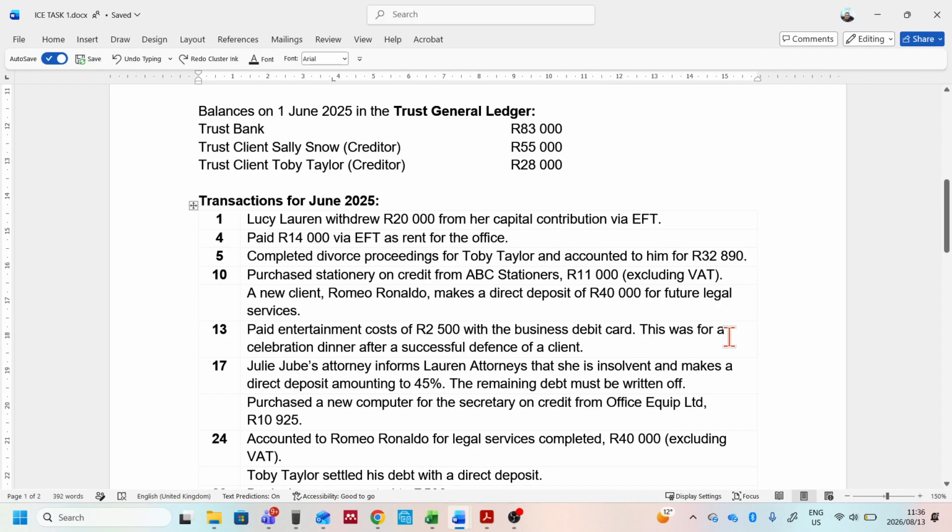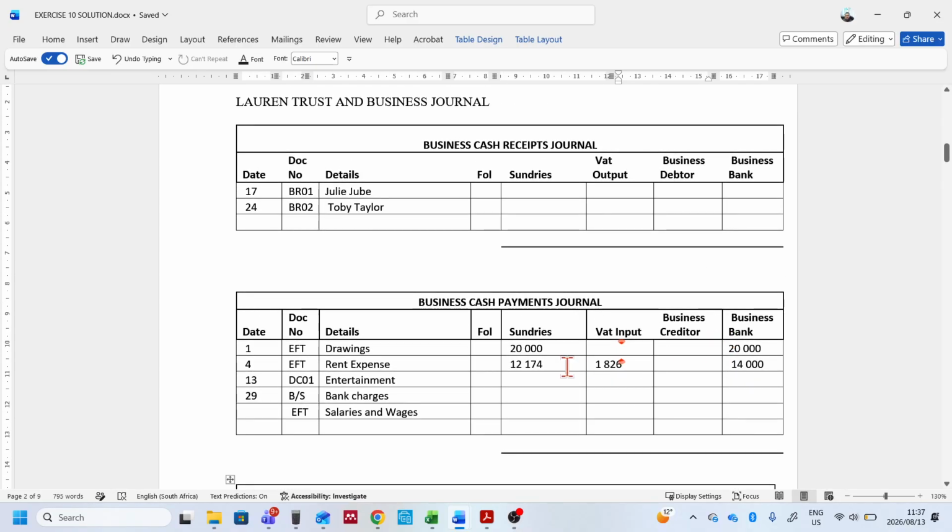Paid entertainment cost of 2,500 with the business debit card. This was for celebration for dinner. So we're making a payment. So that's your business cash book payment or payment journal. So we come and indicate document reference, debit card 01, account affected, entertainment. Every time if you're not paying your supplier, you write the name of the account affected. But if you are paying a supplier, you write the name of the supplier. Are we together on that part?